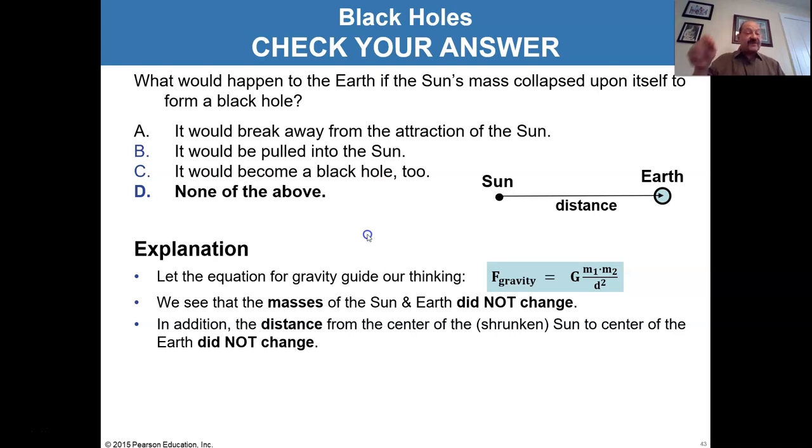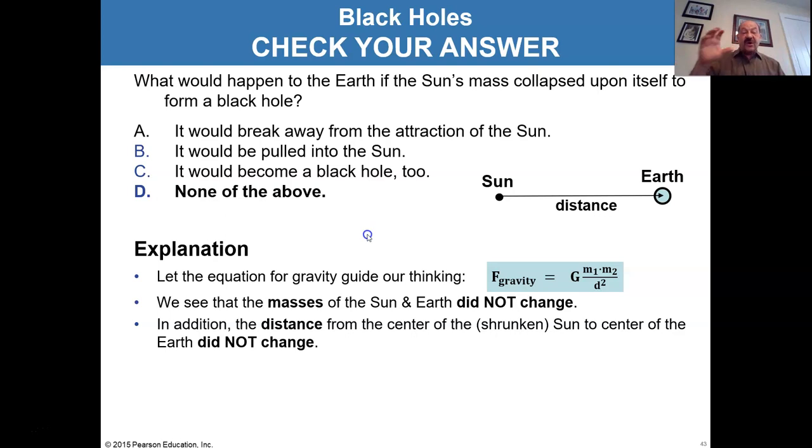Has the mass of either the Earth or the sun changed when we collapse it? No. So the gravitational force will be absolutely identical on the Earth. The Earth's force on the sun and the sun's force on the Earth will be identical to what it was before. It will be the same all the way through. Nothing changed because the formula only includes masses and distances between centers.